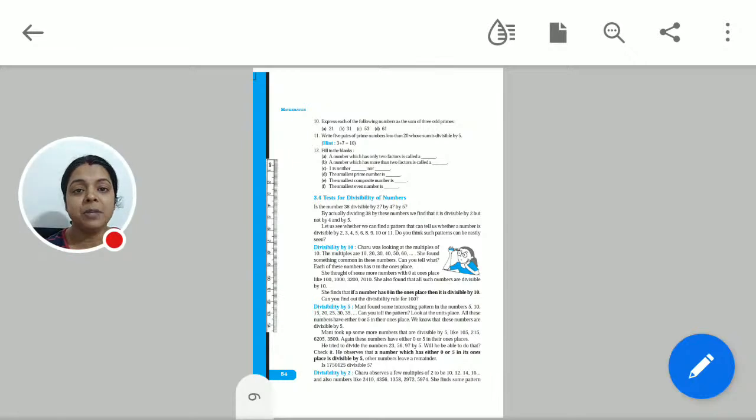Then we went through another topic, exercise 3.2, which was about prime numbers and composite numbers with the help of a chart. The 1 to 100 table chart is there, and I hope you have completed it. I'm very happy to hear that you have completed the work as well.